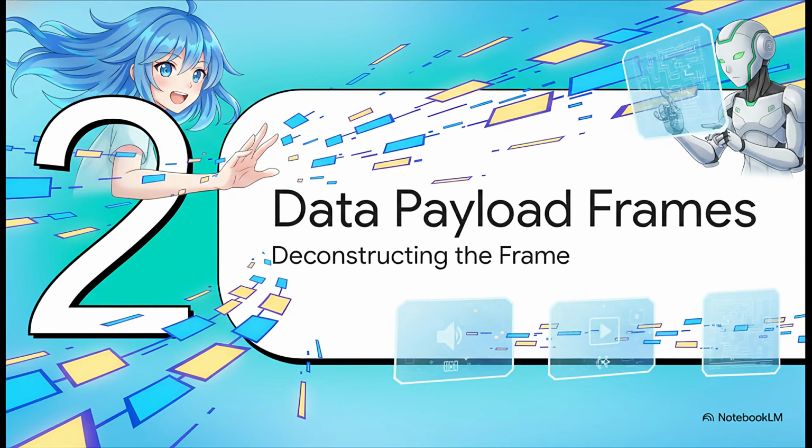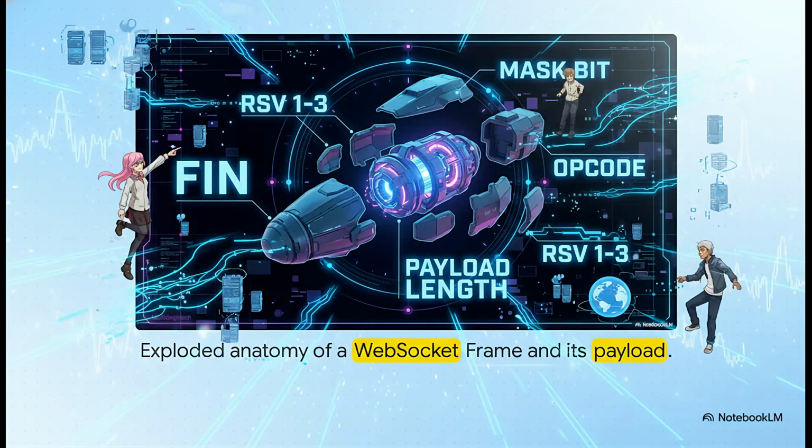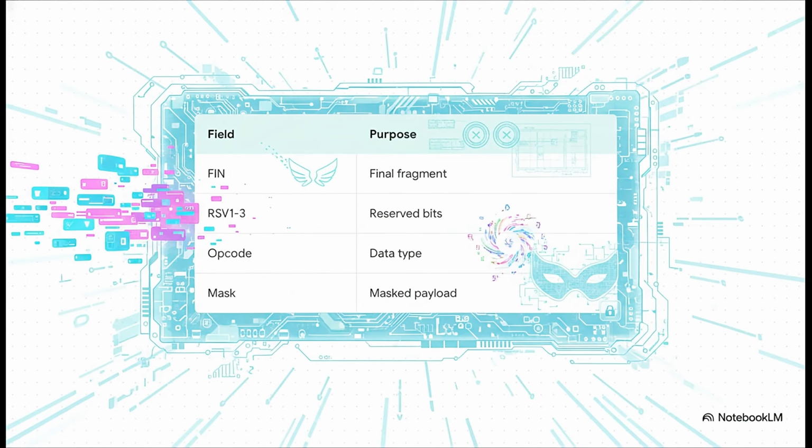Which brings us to Phase 2. Deconstructing data payload frames. All right, the tunnel is open, but how does data actually travel through it? It travels in extremely lightweight, highly structured units called frames. Inside this exploded view of our high-tech data packet, you can see that every single bit has a precise engineering purpose to control message state and network routing. We've got the FIN bit, RSV bits, the opcode, the mask bit, and the payload length, all wrapping like a protective shell around our core payload. Let's translate these abstract bits into concrete engineering realities.